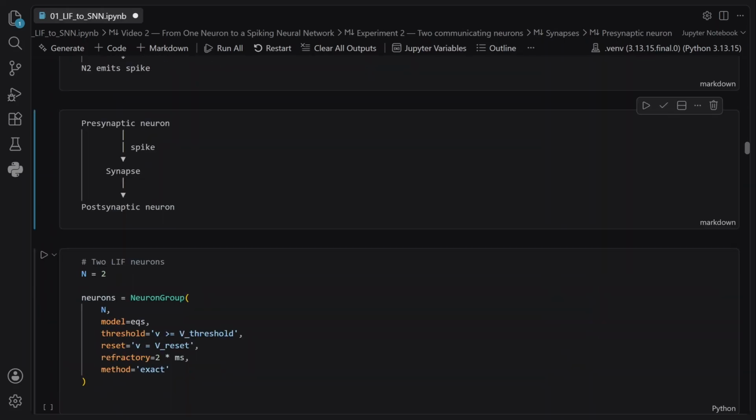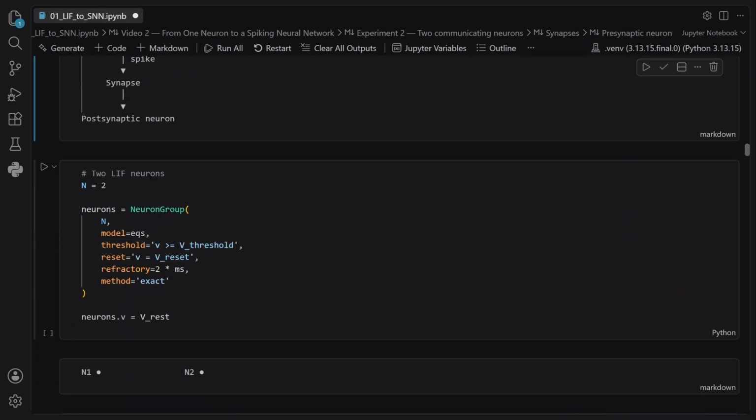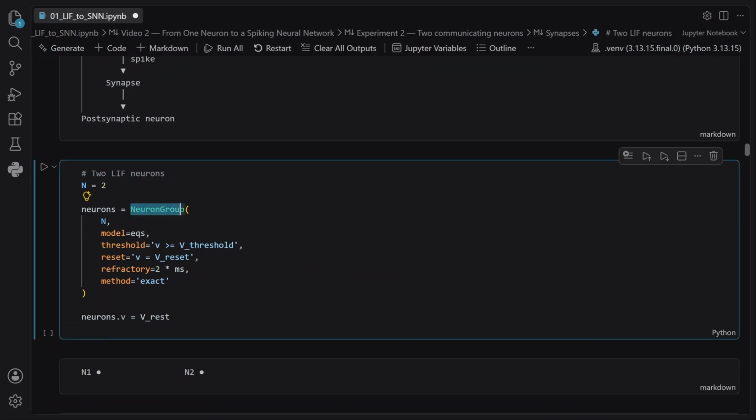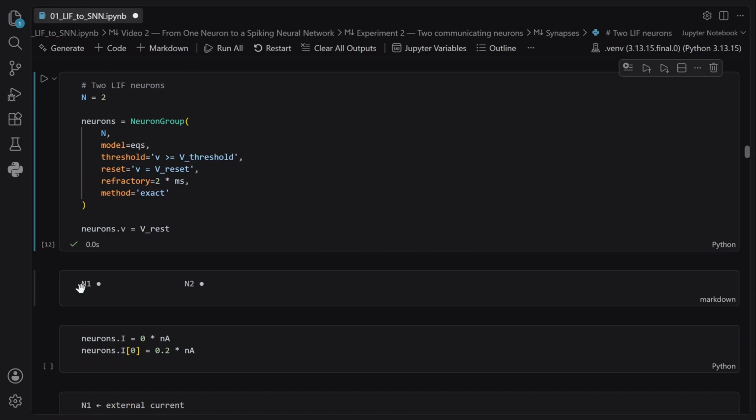How do we do that? Well, we again create a neuron group, this time with 2 neurons, and everything else, as you can see, is the same. No problem. So now we have 2 neurons, N1 and N2.